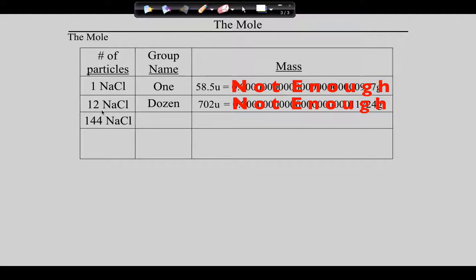Do you guys know the name for the counting group 144? It's called a gross. The only reason I know that is because I grew up in Wyoming where bottle rockets are legal fireworks and they sell them in dozens of dozens. 12 packages of 12, that's 144. And guys, that is what is called a gross. So guys, a gross is 144.